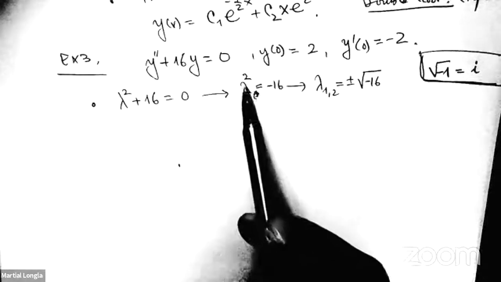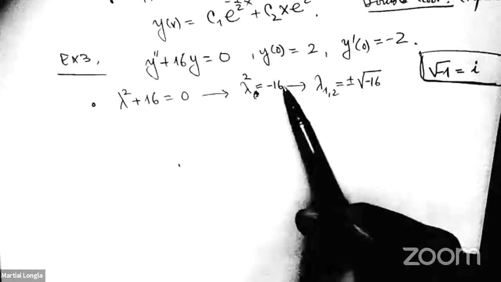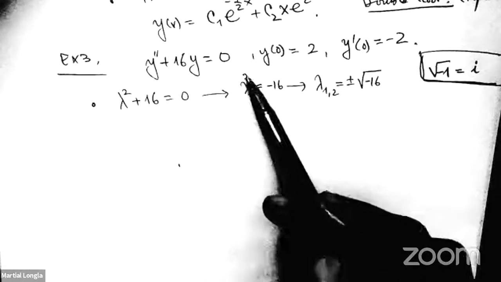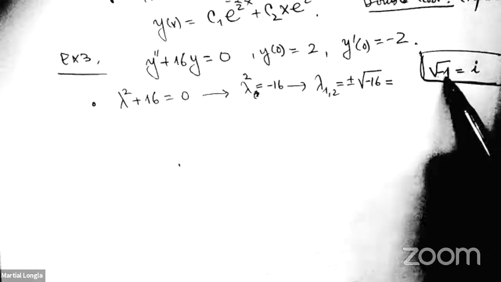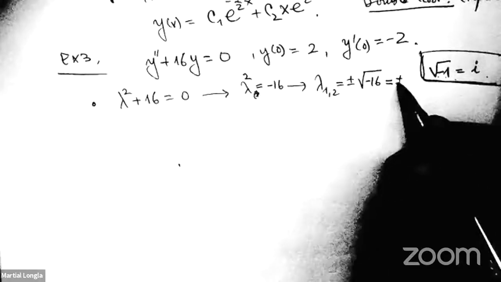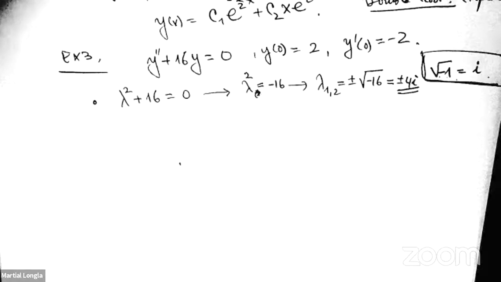And always remember when you have a square and you want to find the answer, it's always plus minus because you got two answers. And now here, the square root of 16 is 4, and the square root of negative 1 is i. So that's plus minus 4i. That's the part I don't know what to do after, because I got plus or minus 4i, but I don't know what to do after that step.